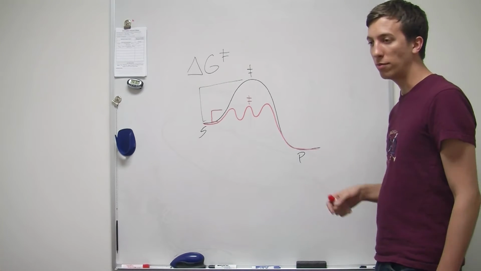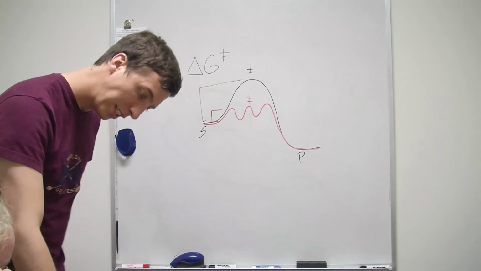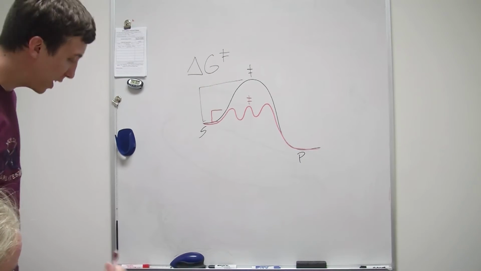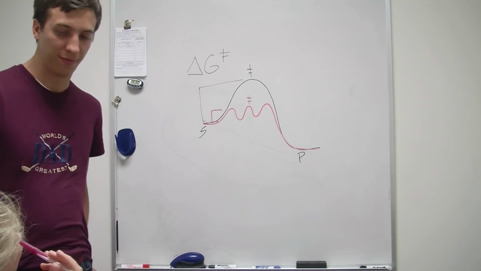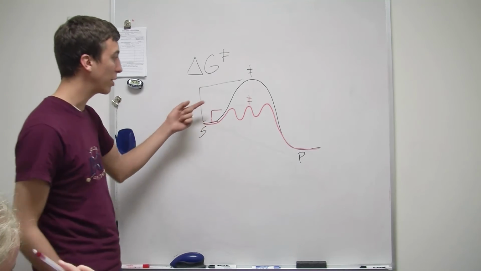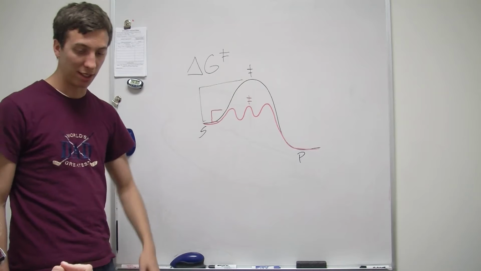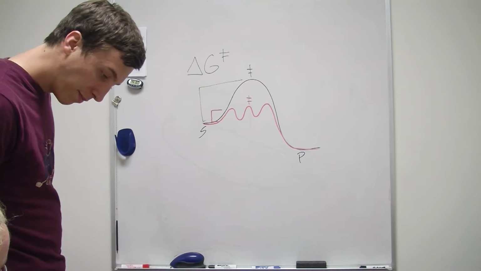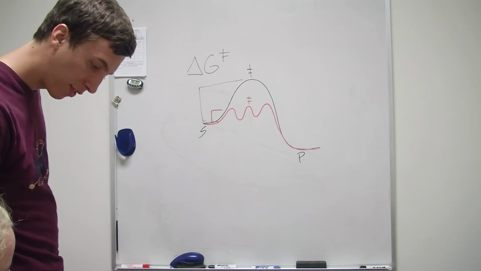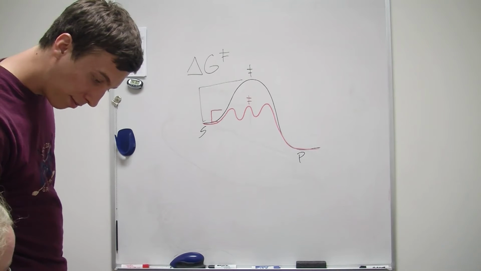So they asked, is there an increase? Is that true or false? False, there's not an increase. As soon as we add a catalyst, it drops down. We have a decrease in delta G double dagger. So E would be true. And then F is just delta G naught.